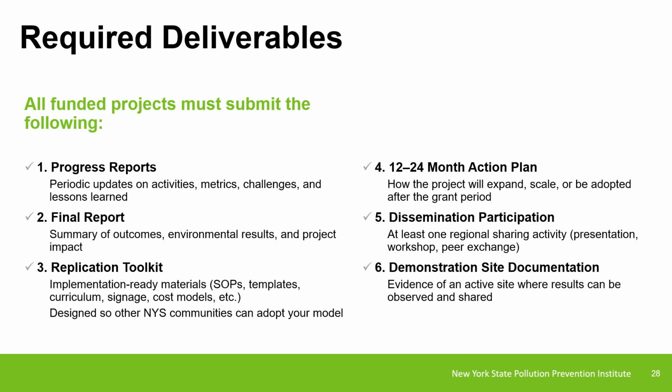The toolkit should be implementation ready and allow other communities to adopt your project without needing New York State Pollution Prevention Institute support. Next is the 12 to 24 month action plan, which outlines how your project will continue to grow or be adopted after the grant period. You'll also participate in regional dissemination, such as workshops or peer exchange, to share your tools and lessons learned. And finally, each project must maintain a demonstration site, a real location where implementation occurs and where results can be observed and documented. These deliverables ensure that your project has impact far beyond your immediate community.